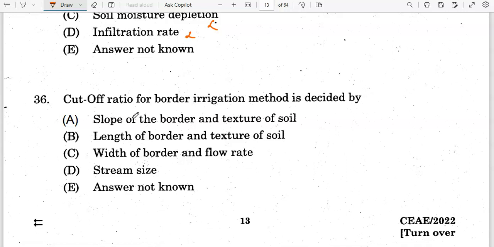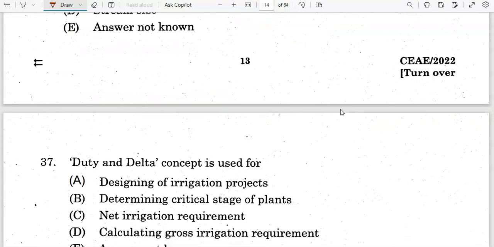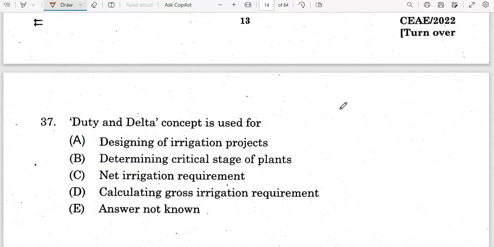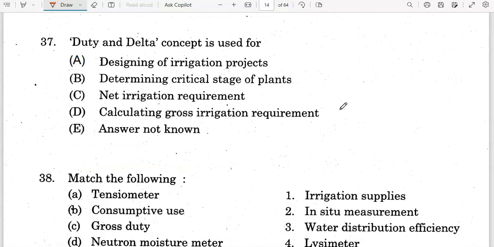Next question. Cutoff ratio for border irrigation method is decided by the slope of the border and texture of the soil. So cutoff ratio depends on slope of the border and texture of the soil. Option A is the correct answer. Next question. So duty and delta concept is used for designing of irrigation projects. So duty can be represented as D is equal to 8.6 B by D, where B denotes the number of base days.